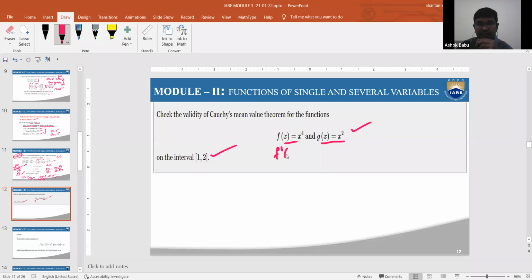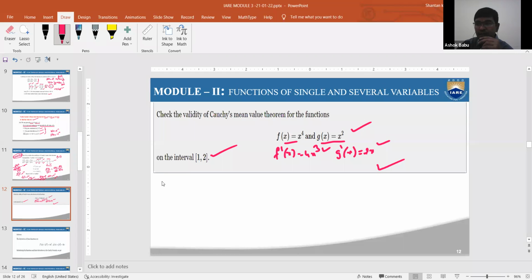That is f dash of x is equal to 4x cube, and g dash of x is equal to 2x. Therefore, the derivative is also a polynomial function. It exists in the open interval a comma b, 1 comma 2. There is no doubt at all. Now g dash of x is not equal to 0. It is clearly the third condition, which also holds in the open interval a comma b. What is the third condition? Finally, the fourth one: how to find the c value?